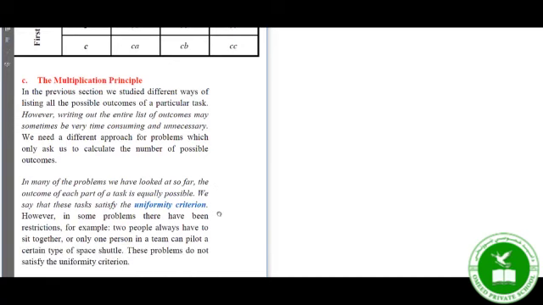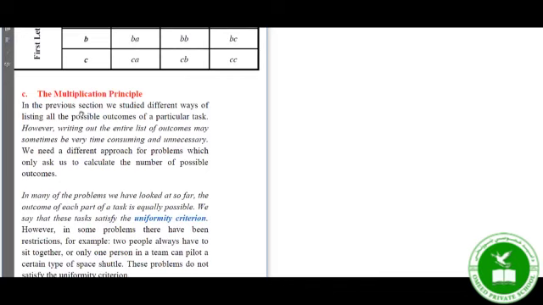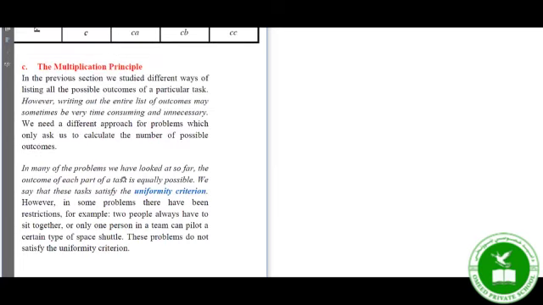But for the multiplication principle, it's necessary that for each choice that we have, the number of possibilities must be equal for each choice. For these types of tasks, in which each part has the same choices, we say that it satisfies the uniformity criterion. If a problem satisfies the uniformity criterion, we can use the multiplication principle, which we will see in some examples in the next lesson.